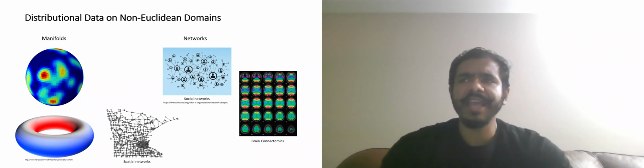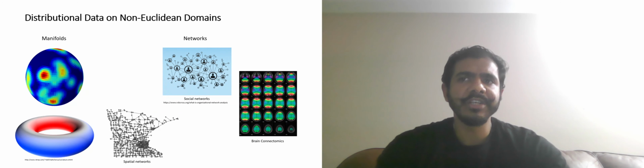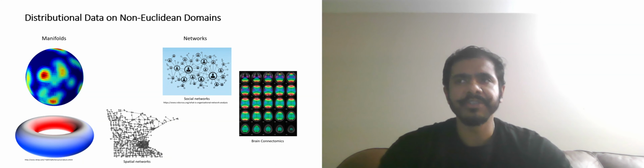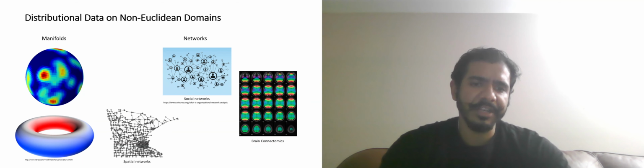Many modern machine learning applications involve distributional data defined on non-Euclidean domains, such as manifolds and graphs. Example domains include simple manifolds such as circle, sphere, torus, and graphs such as social and spatial networks and brain connectomics graphs.